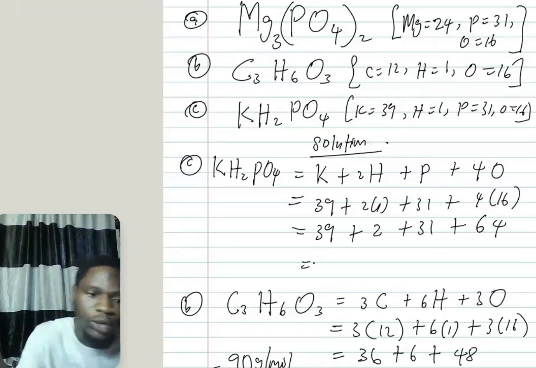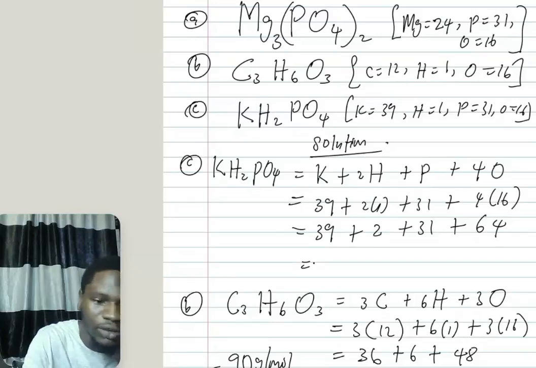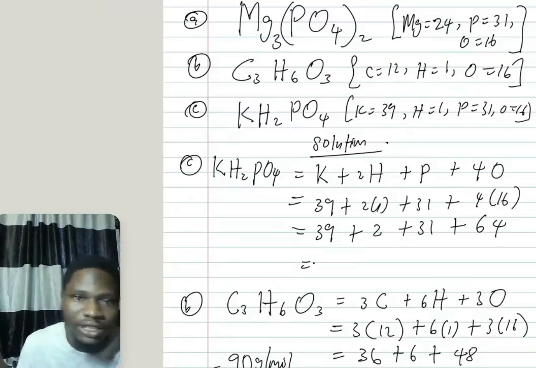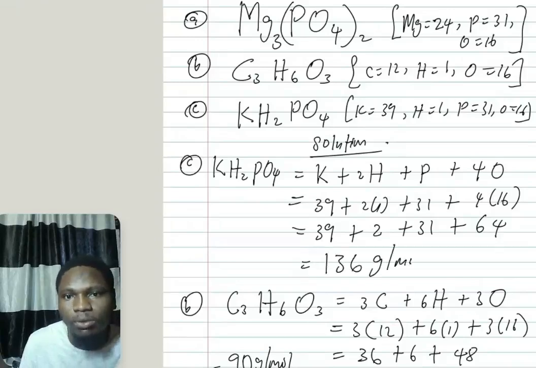Then we go on to add together. So I have 39 plus 2 plus 31 plus 64. WAEC students, we have a calculator, and JAMB students also have a calculator at the top of the screen, so there's nothing to worry about. I have 136 gram per mole. That is that for that.